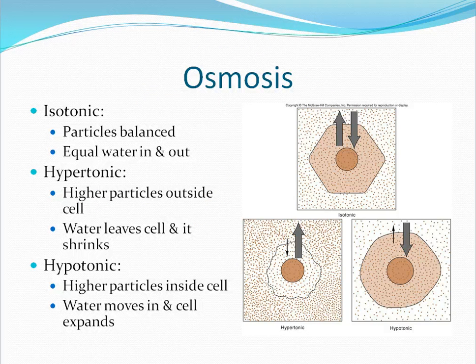We can look at our cell in terms of concentrations or the concentration of fluids it might find itself in. If a cell is placed in an isotonic solution, the particle concentration is balanced. This is our first picture here. You can see that there are the same number of particles outside the cell as there are inside. If the particles are balanced, this means water will also be balanced, and water will move equally in and out of our cell.